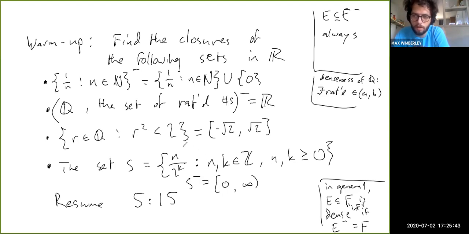Okay. Are there any questions about this exercise overall, about closures? Okay. How about in general? Just general questions, I'll open it up. Anyone have any questions?